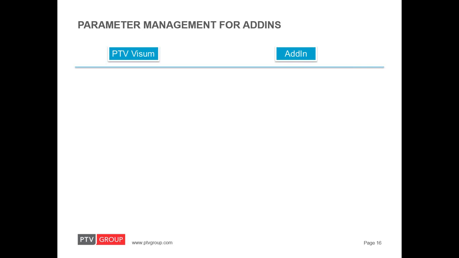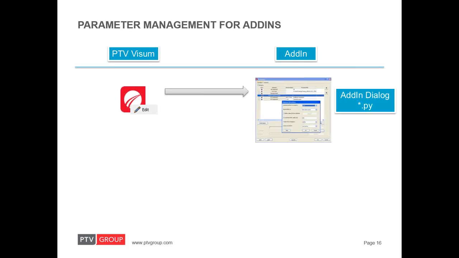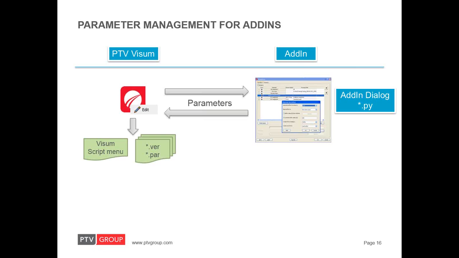Okay, so when a user asks Visum to define add-in parameters, for instance, by clicking on the Edit button in the procedure sequence, Visum calls the script responsible for displaying the add-in dialog. Then there the user can enter parameters or modify pre-existing parameters. When the user presses OK here, those parameters are sent back to Visum, and Visum stores them in the version file or in parameter files, or in case of menu comments, in the script menu.